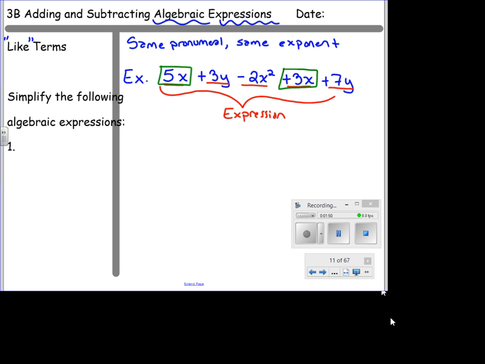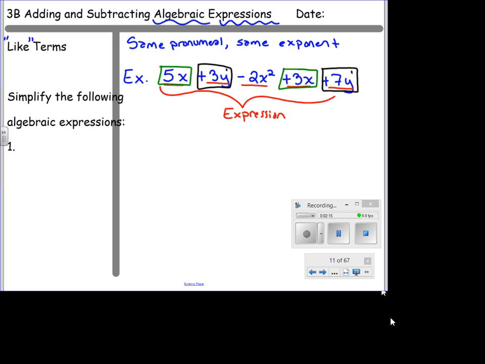The other one that I can do that with is 3y, positive 3y, and positive 7y. Those are the same pronumeral, and they both have the same exponent, which really is just a 1 in this case. So I can add together 3y's plus 7y's, and I could get 10y's.